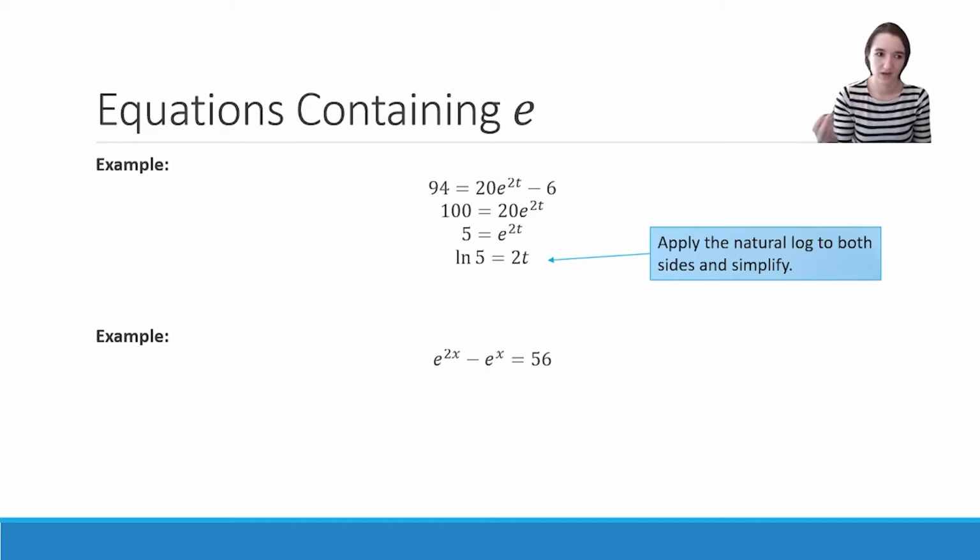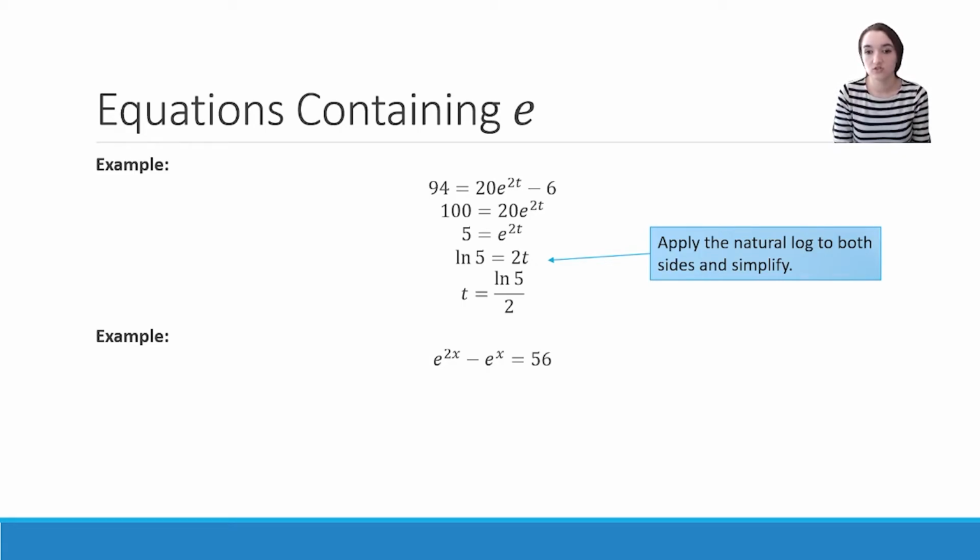Once we're here, divide by 2 and we're done. So t equals ln of 5 divided by 2. And again, we will certainly be seeing real-world examples where we're going to have to apply these properties in the next chapter.